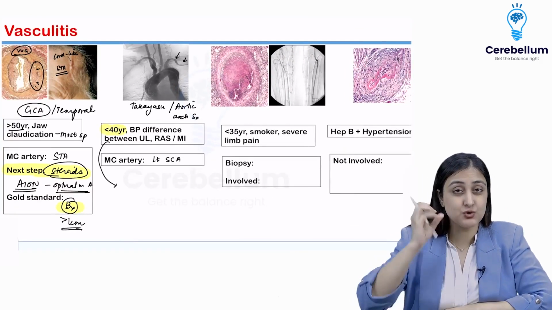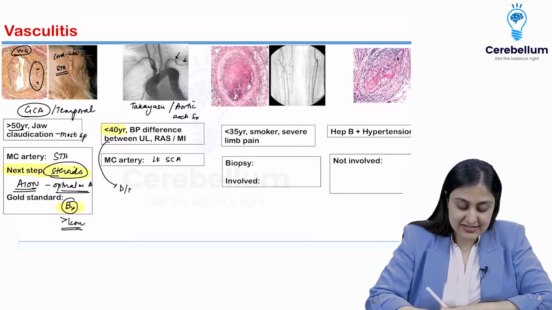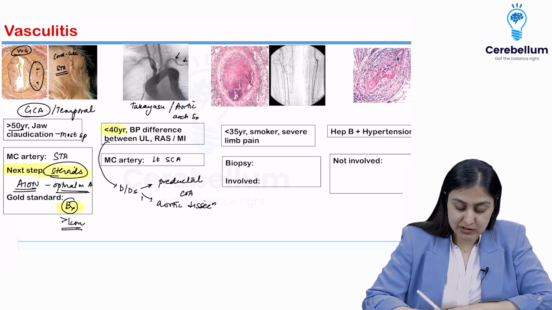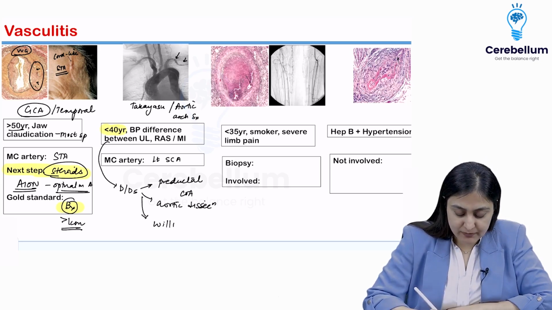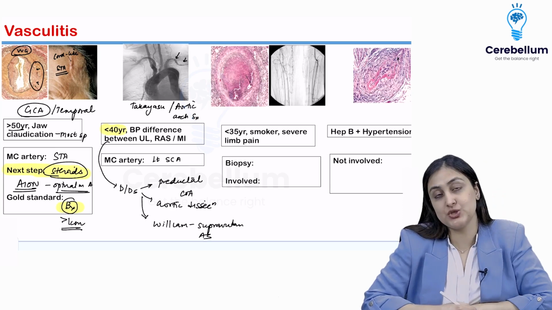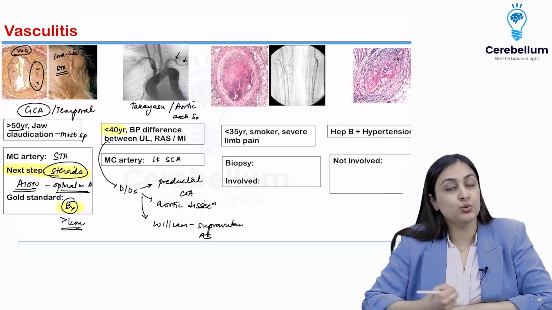And whenever you see this, one bell should go off in your mind and you should consider various differential diagnoses. So one thing you want to consider is preductal coarctation of aorta. You want to consider aortic dissection if it's an emergency, and you also want to consider Williams syndrome, which has supravalvular AS, supravalvular aortic stenosis, which can also lead to this. Alright, so it's a very nice pattern about different BP in the two limbs.